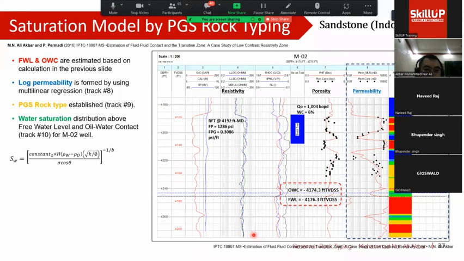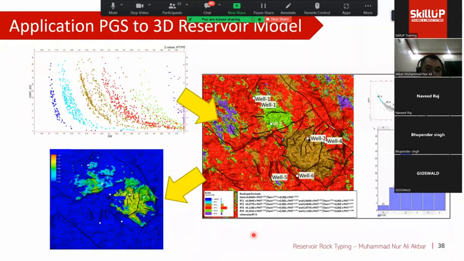Another case study can also be implemented in a 3D model. This is, for example, how the saturation is built in the different models, and we can transform the saturation function based on the irreducible water saturation from the capillary pressures, and it follows different rock types.